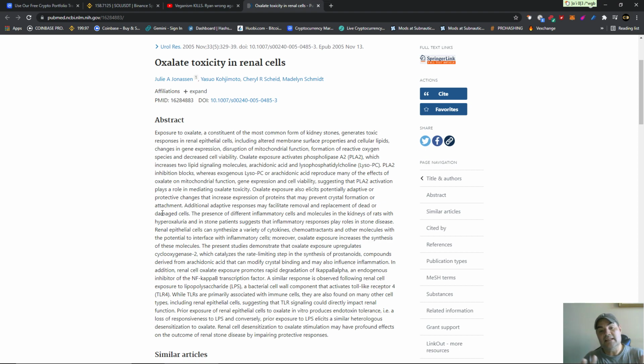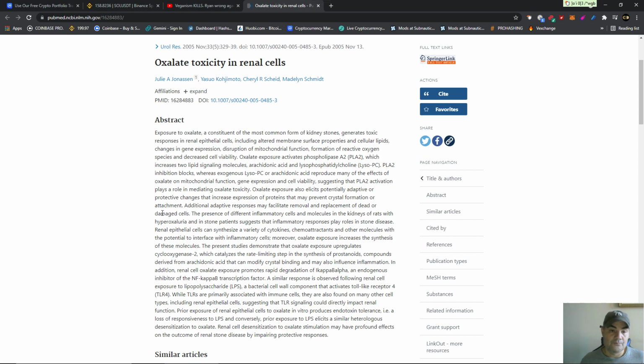Oxalate toxicity in renal cells. What is this abstract? Well, I'm going to walk you through it and show you how oxalates turn off your immune system, remap your genetic makeup, disrupt your mitochondrial function, and decrease cell viability. Because that's what they do.